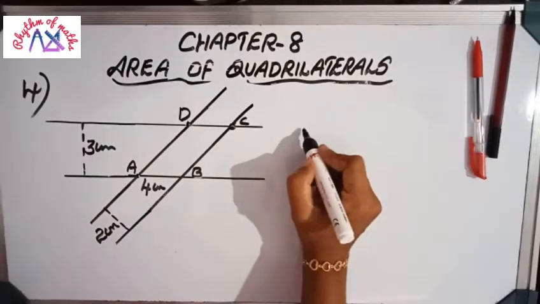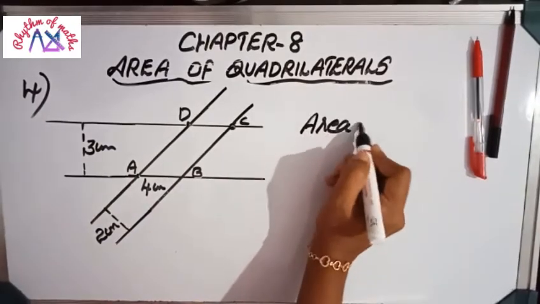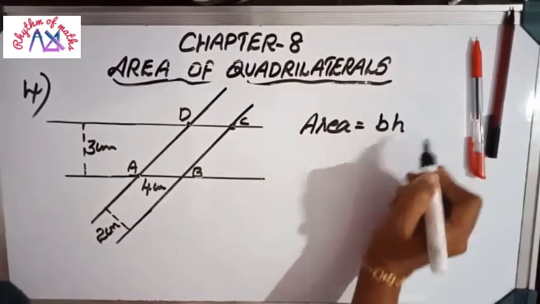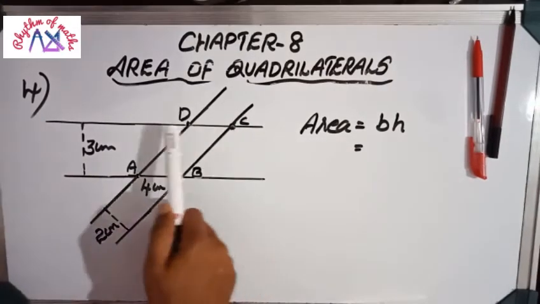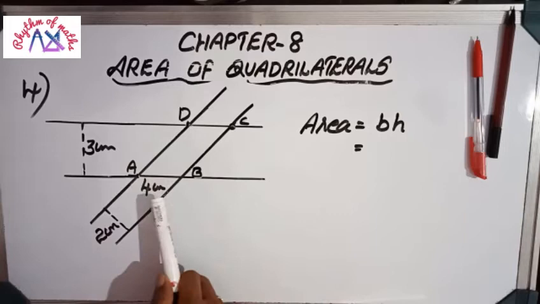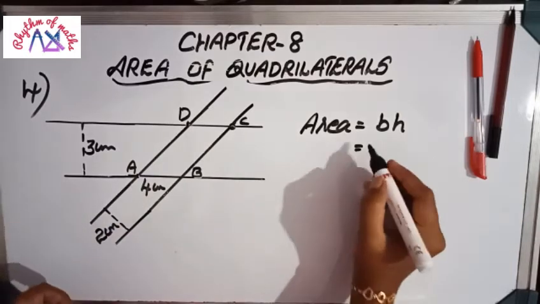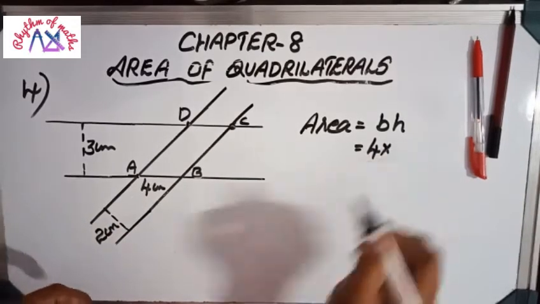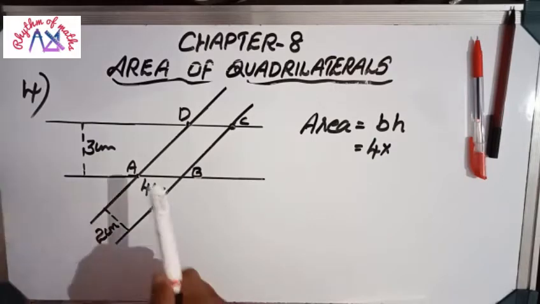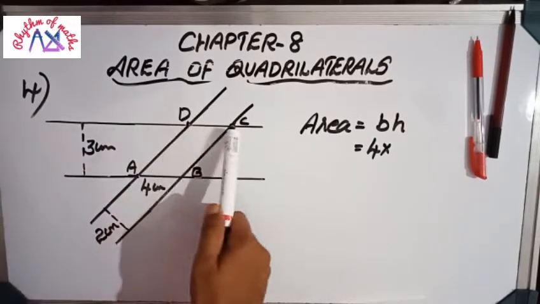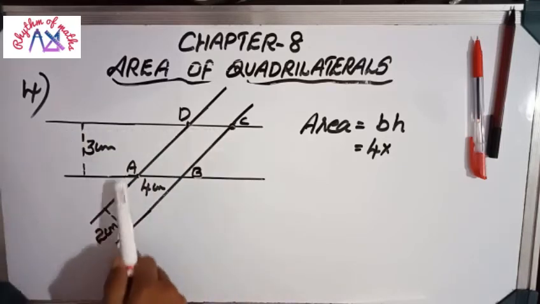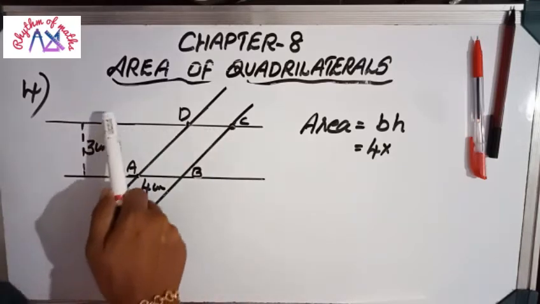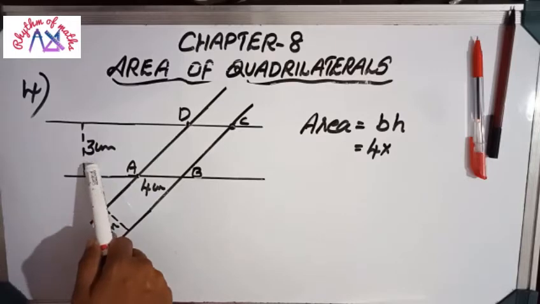So, area equation is what? Area equals BH, base into height. Okay, now what is the base of this parallelogram? AB is the base. That measurement we have, that is 4 centimeter. So, base is 4 centimeter into height. We know DC and AB are parallel sides. AB and DC are extended towards here and the distance between these two sides is 3 centimeter.